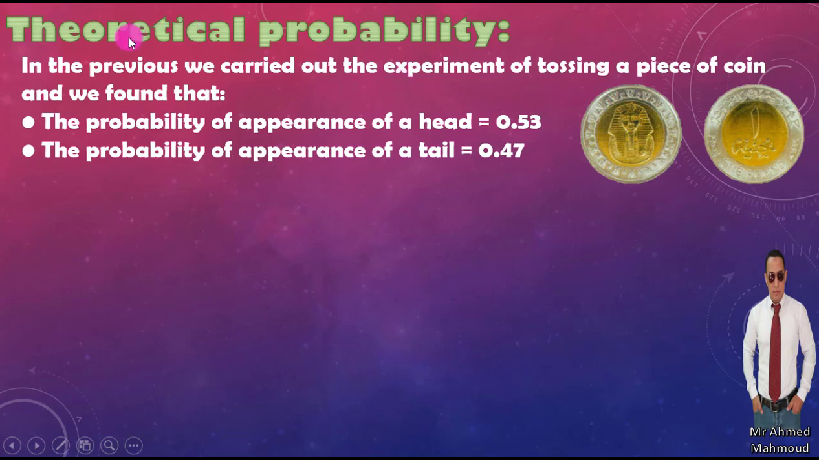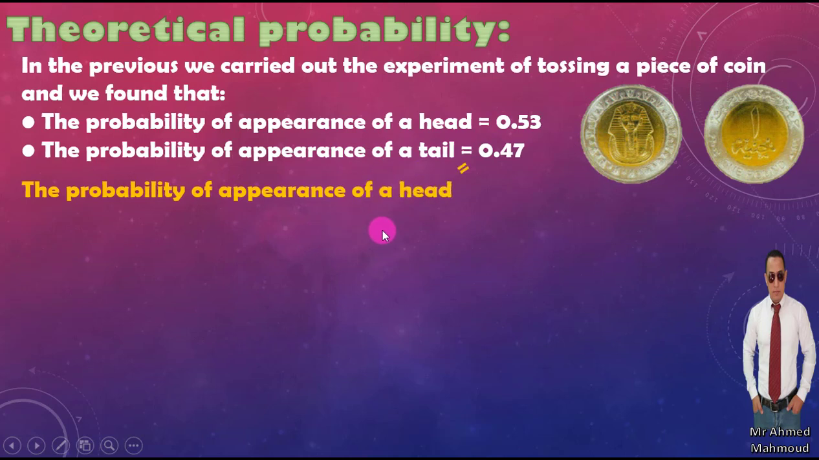What about theoretical probability? For theoretical probability, I don't need to make an experiment. I just evaluate the probability without making an experiment. How come? For example, if I need to evaluate the probability of appearance of a head in the coin, we have how many heads? We have one head, and we have how many faces? We have two faces. So it is one head over two faces, which is equal to 1 over 2.